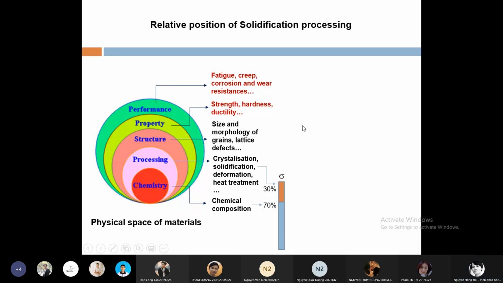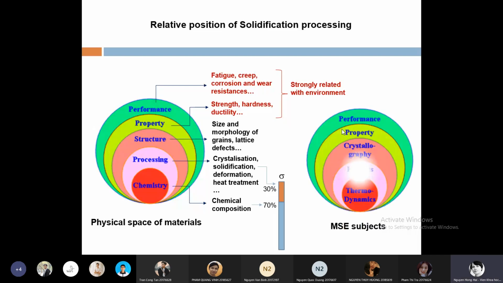These properties and performances are very strongly related to the environment, and corresponding to this physical space of material, we have the MSE subjects, materials science and engineering subjects.